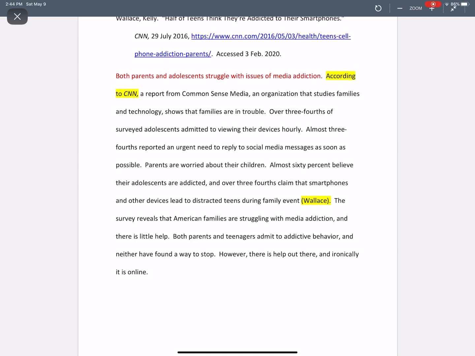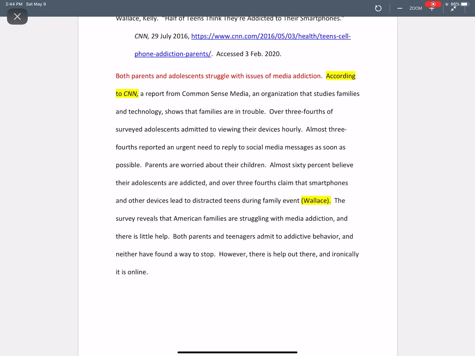So that is the topic sentence. That tells us what the paragraph is about. We always start with a topic sentence. We don't start with our source. The source is part of the argument for that topic sentence. The topic sentence supports the thesis. So by reading this in red, I know already what this paragraph's about. Parents and adolescents struggle with issues of media addiction.